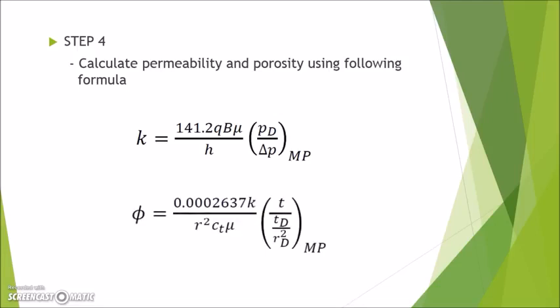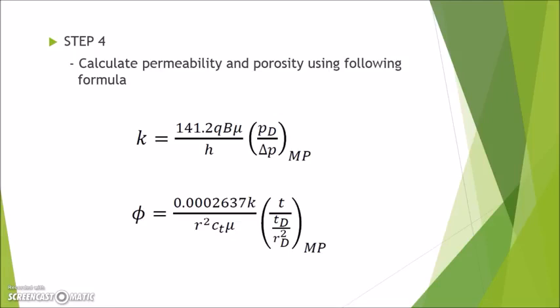When calculating the values of porosity and permeability, you might get different values than the others. It is because when picking the matching points, each person picks different values, and the ratio of PD over delta P and T over TD over RD squared is different. If this case happens, I believe that the acceptable difference is about 5 to 10% from the original answer.